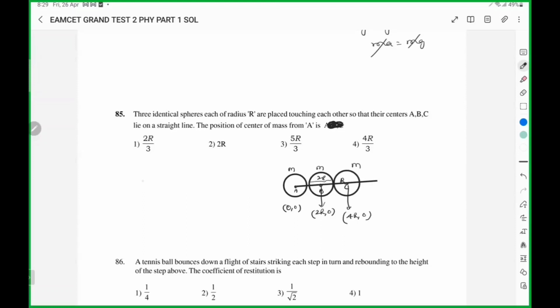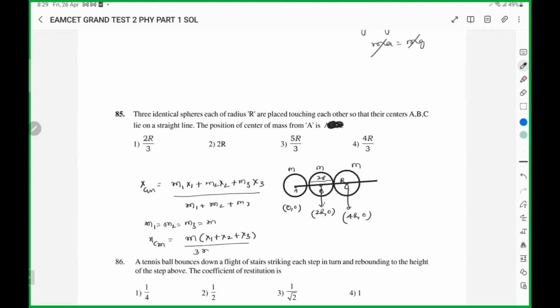So here, the y coordinate is anyhow 0. Xcm will be m1 x1 plus m2 x2 plus m3 x3 by m1 plus m2 plus m3. Since all are identical, m1 equal to m2 equal to m3, let us say m. Xcm will be m into x1 plus x2 plus x3 by 3m. x1 is 0, x2 is 2r, x3 is 4r, so 6r by 3, which is 2r.